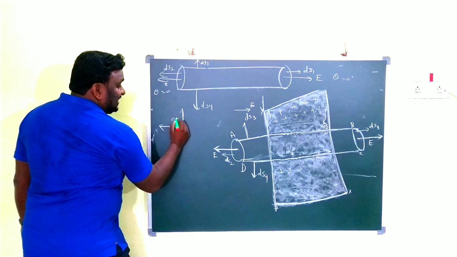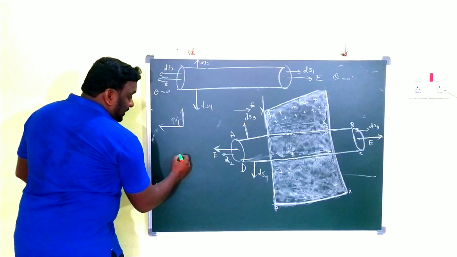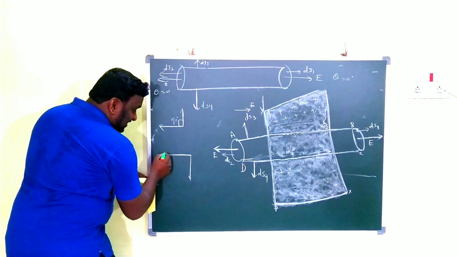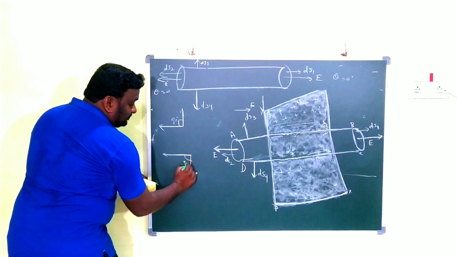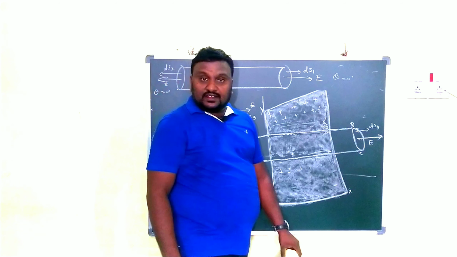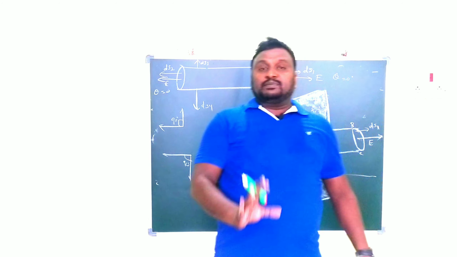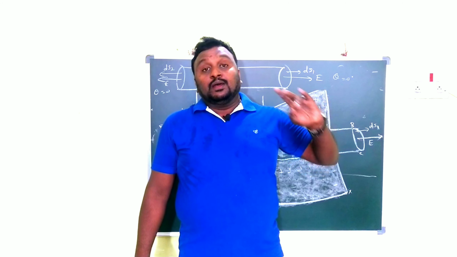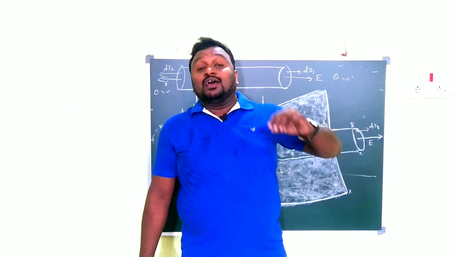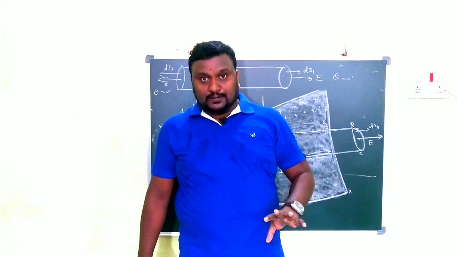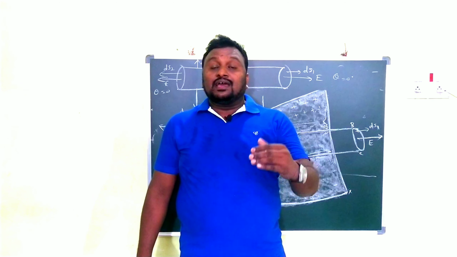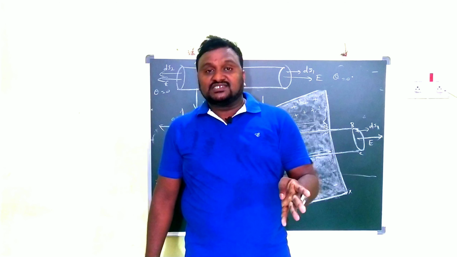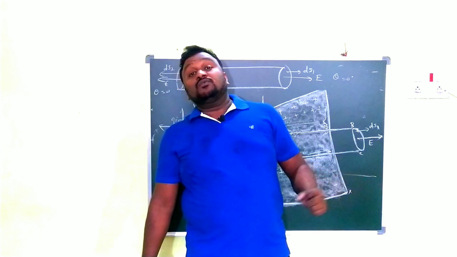How much angle is there? 90 degrees. Clear? And now ds4 is downwards, and the electric field is in this direction. How much angle is there? 90 degrees. Clear? That means ds1 and ds2 are both in the direction of the electric field, but ds3 and ds4 are perpendicular to the direction of the electric field. Clear? Now we want to find the electric flux for ds1, ds2, ds3 and ds4. Let us check where we have electric flux and where we do not.